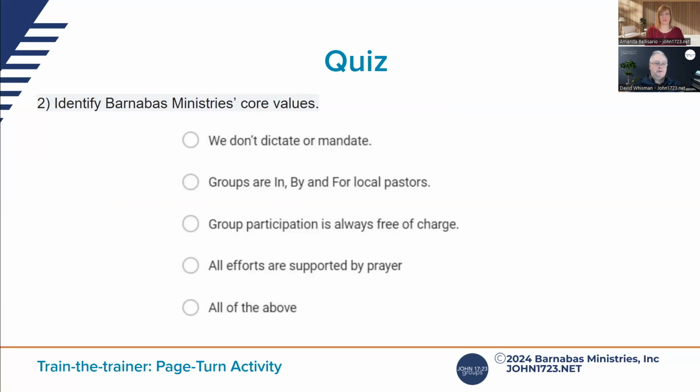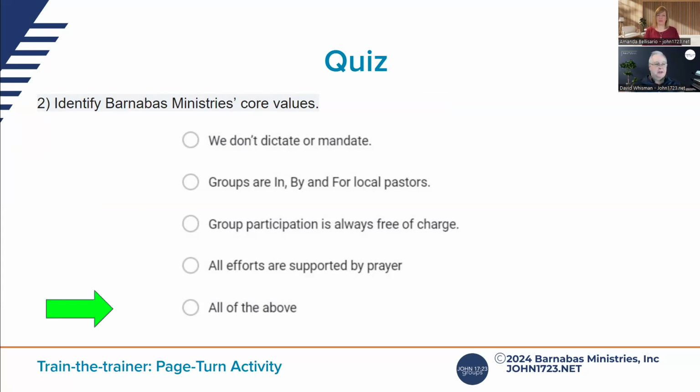So the second question has to do with our values. We've got a number of different values. If you're trying to identify the ones that were in the document, which one or all do you think are correct? All of the above. You liked them all, huh? You were right. Yep. We do have 4 core values.